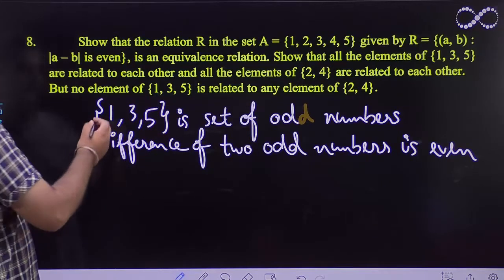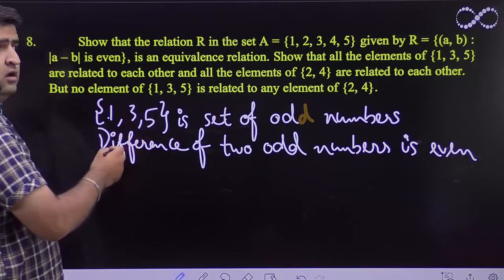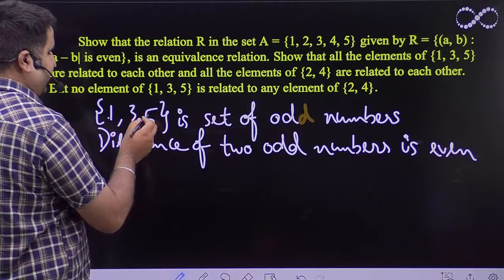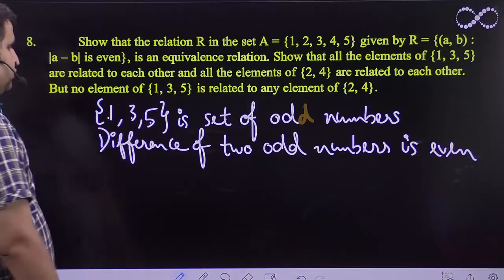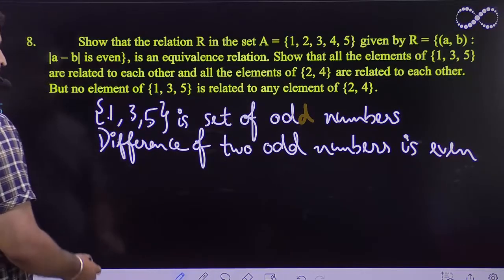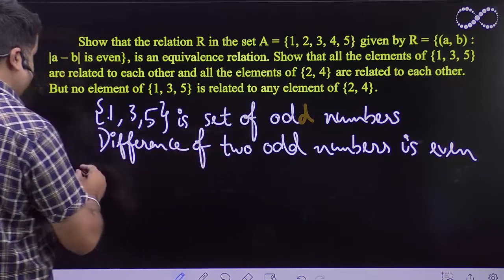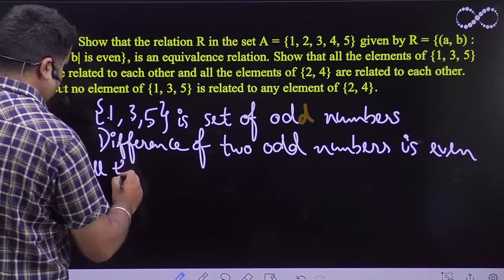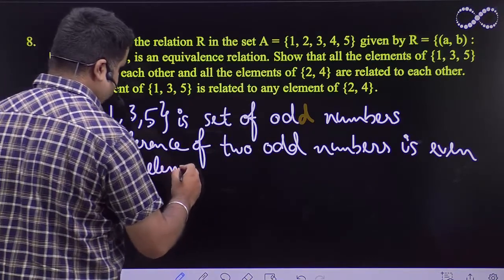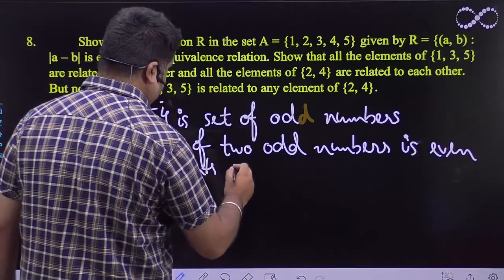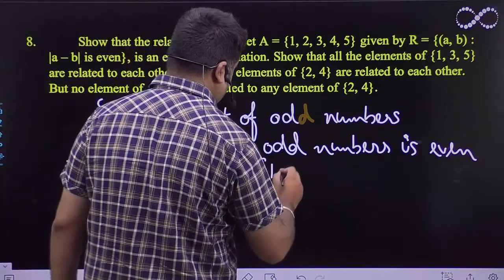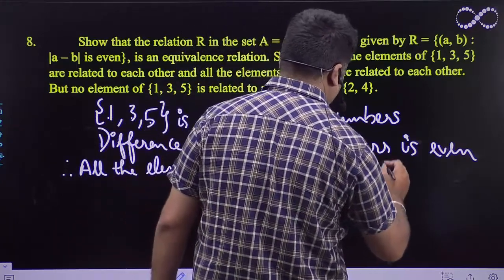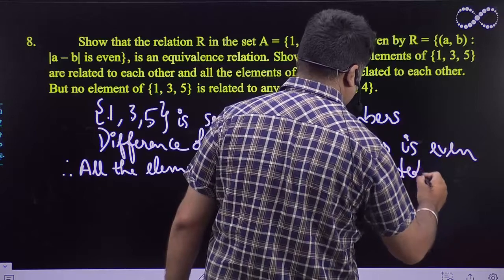We can also check: if we take 1 and 5, then we get mod of minus 4, which is 4. Similarly, if we take 5, 3, then mod of 2, it is also even. Therefore, all the elements of {1, 3, 5} are related to each other.